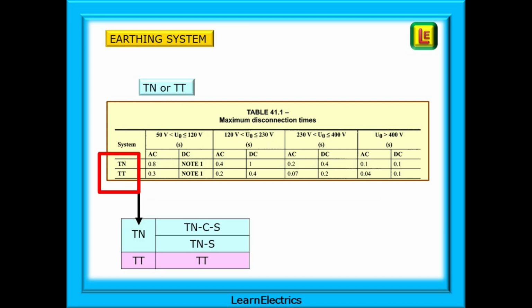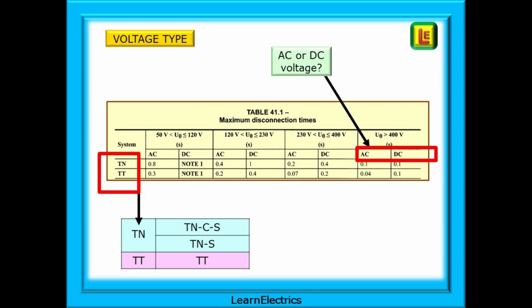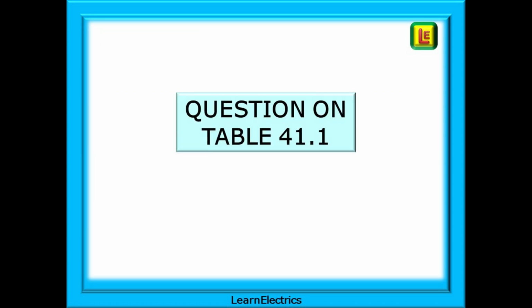Now the earthing system. This is listed as TN or TT. TN just means either TNCS or TNS systems, since both begin with the letters T and N. TT, we should all be familiar with, systems relying on the customer's own earth rod for a connection to earth. And finally, is the voltage from an AC source or a DC source? If we know all that, we are ready to find the disconnection times. We can try a question on table 41.1.